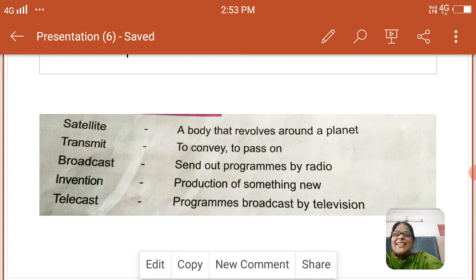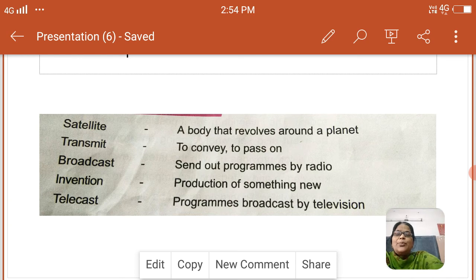First one, satellite: a body that revolves around a planet. Second one, transmit: to convey, to pass on. Broadcast: send out programs by radio.